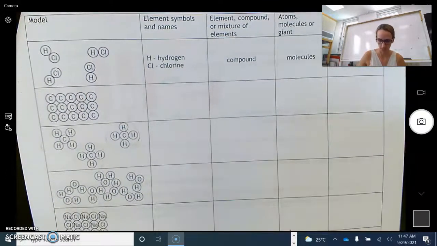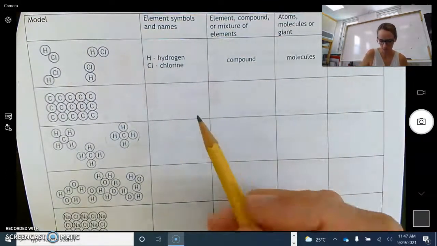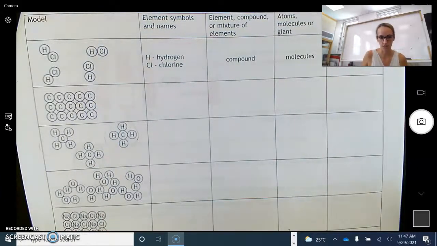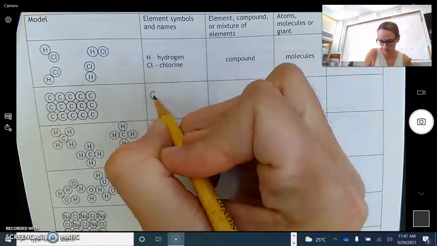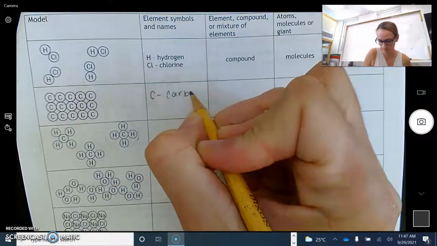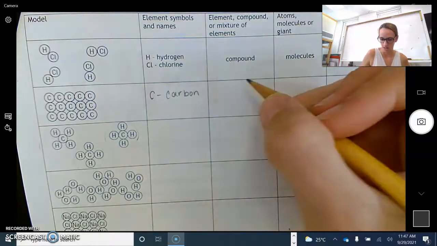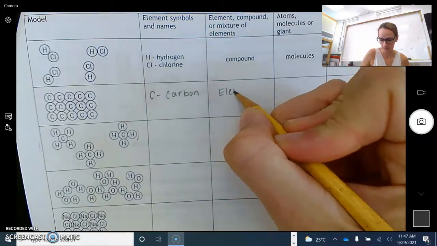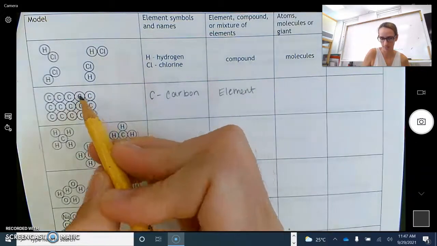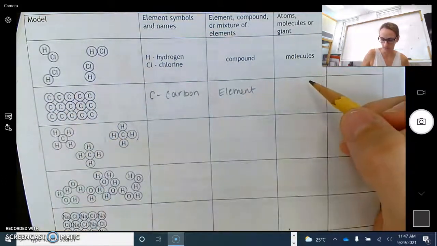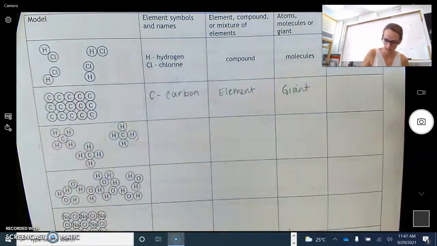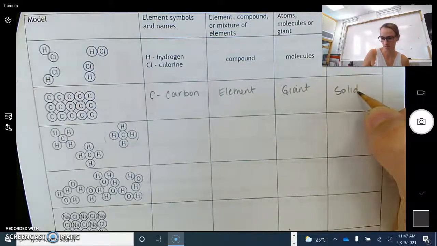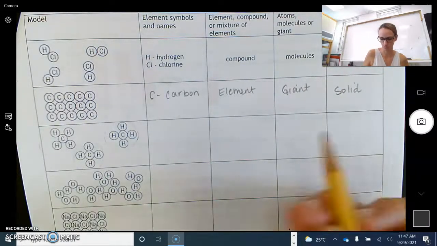Right, so states of matter and particle diagrams. For these, you needed to look up the elements on the periodic table. You do not ever have to memorize element symbols. So C is carbon. This is an element because every atom is the same. They're all carbon. They are giant because it's one continuous network. And this is a solid because they're in nice, neat rows.